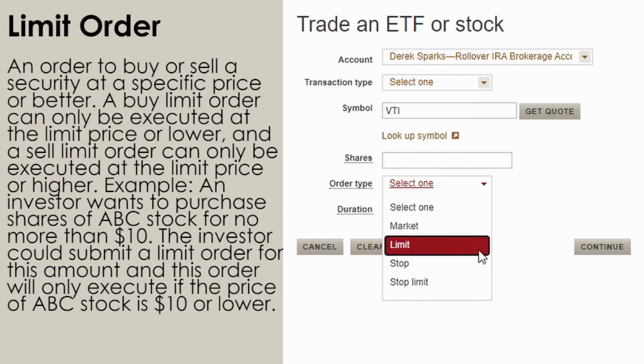So leading into the next one, that would be the limit order. This is an order to buy or sell a security at a specific price or better. A buy limit order can only be executed at the limit price or lower, and a sell limit order can only be executed at the limit price or higher. An example, let's say you as an investor want to purchase shares of ABC stock for no more than $10. You could submit a limit order for this amount, and this order will only execute if the price of ABC stock is $10 or lower.